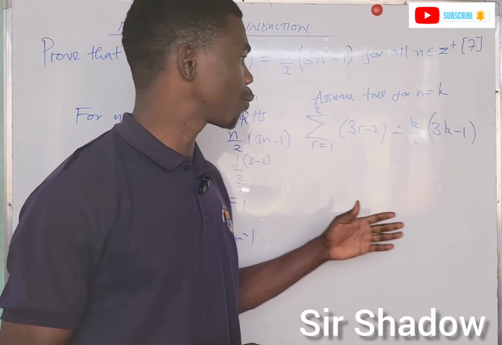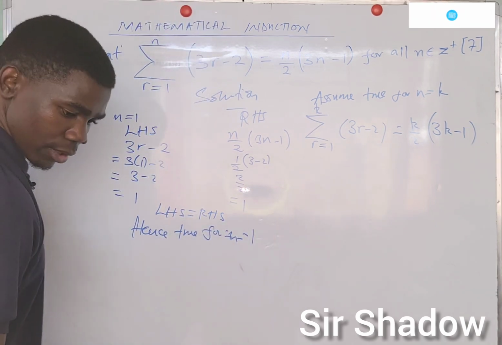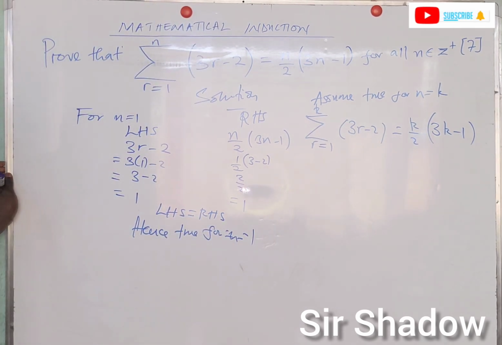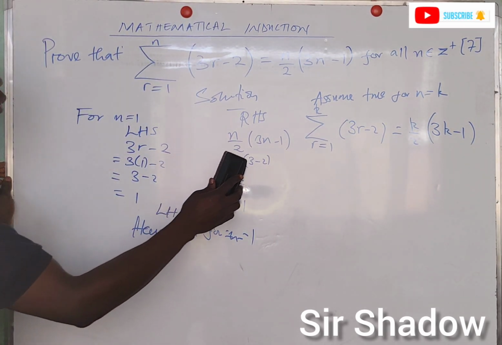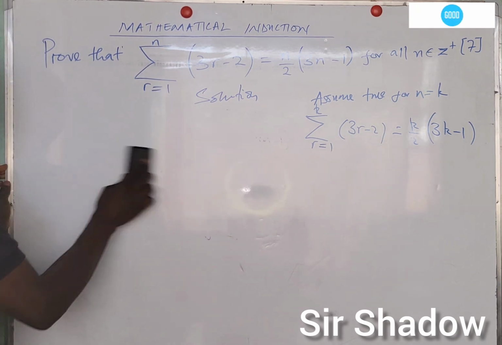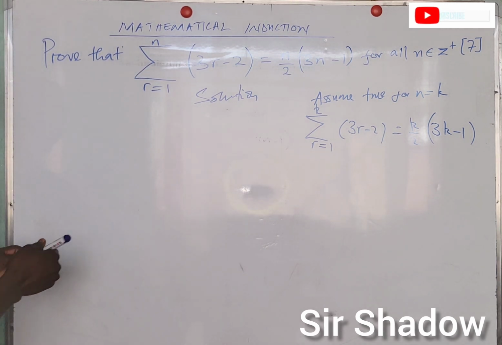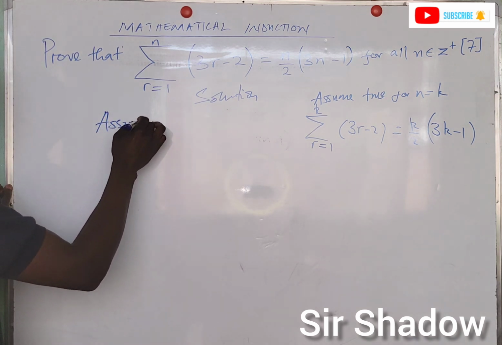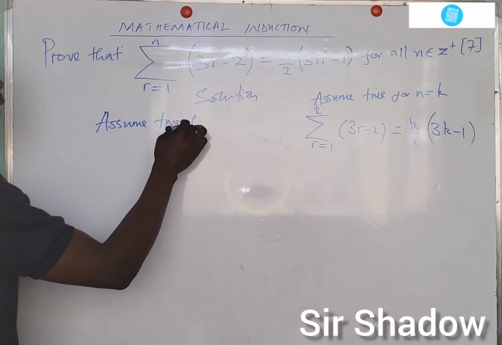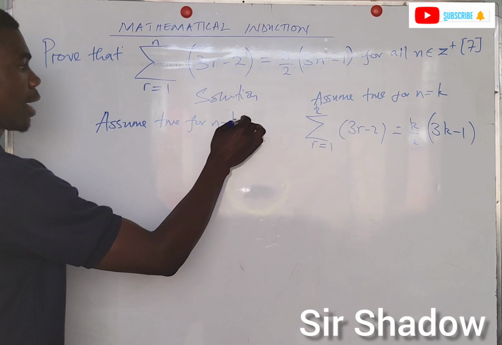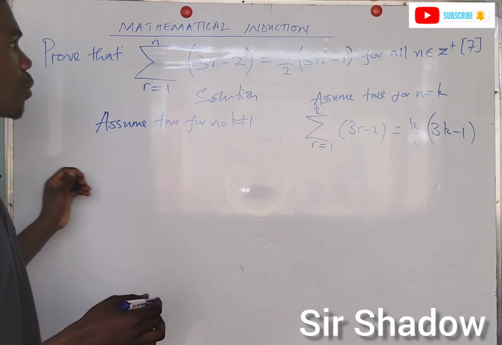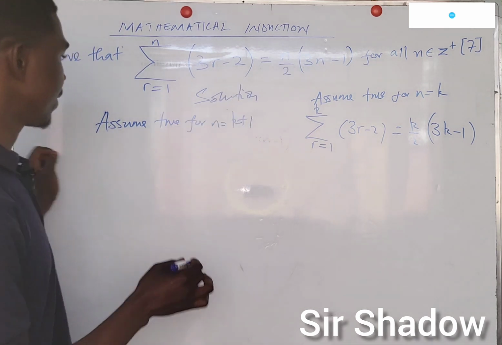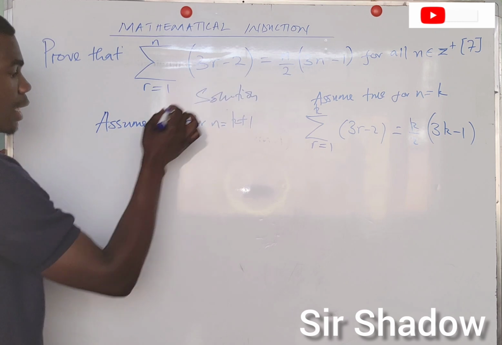Let's move on. Assuming true for n equals k plus 1. So here, instead of n, we have k plus 1.